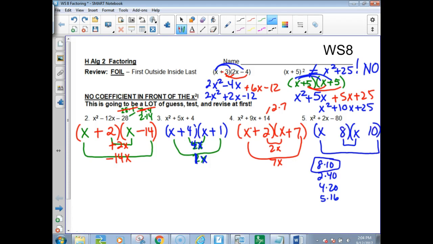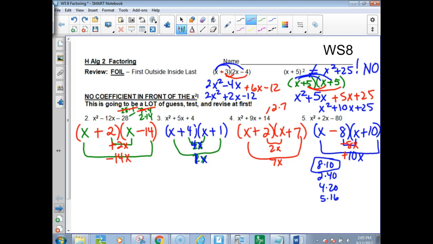Okay? Now, because I need a positive 2, then I would like the 10 to be positive because that's going to give me 10x on my outer terms, and I'd like the 8x to be negative because if I add 10x and 8x, I get positive 2. And the end would be negative 80, so I know I'm all good. So that's the correct factorization of that.